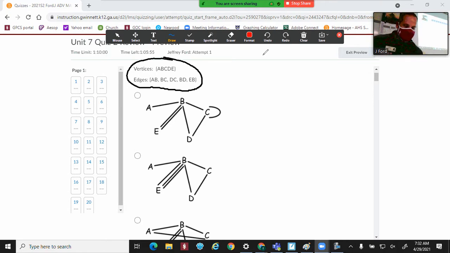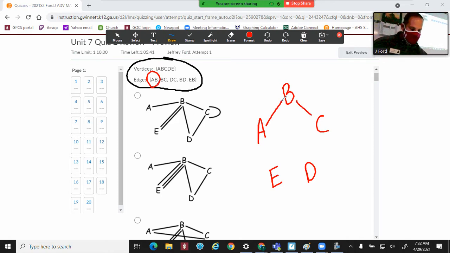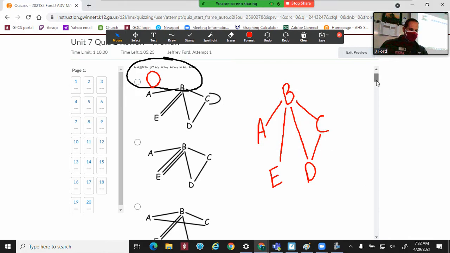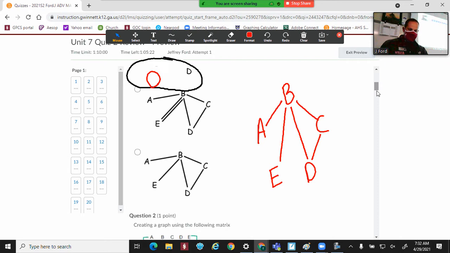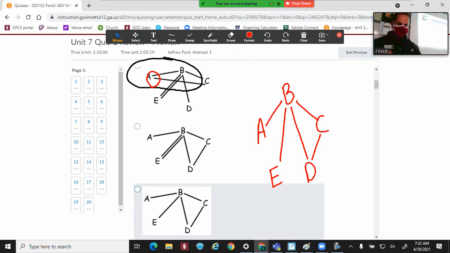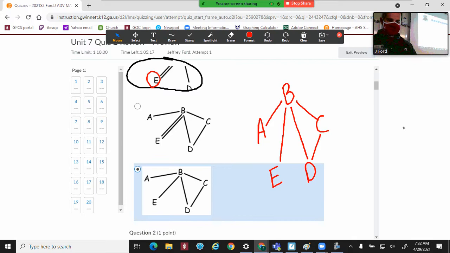So, first off, we have A, B, C, D, and E. I like to leave it in a circular format. And remember, AB represents the straight lines. So straight line AB right there, BC is right there, D to C is right there, B to D is right there, and lastly, E to B is right there. All right. So that looks like what it is. Let's see if there's options. There it is. Option D. That's where I would go for.